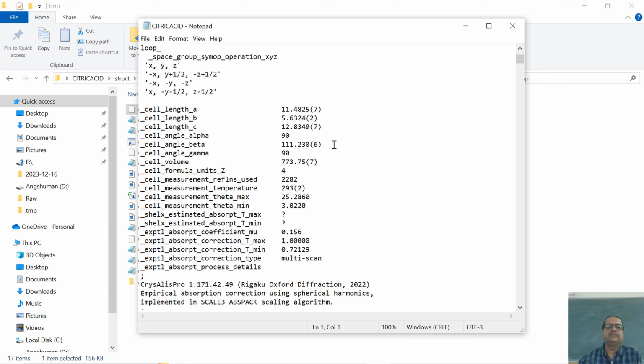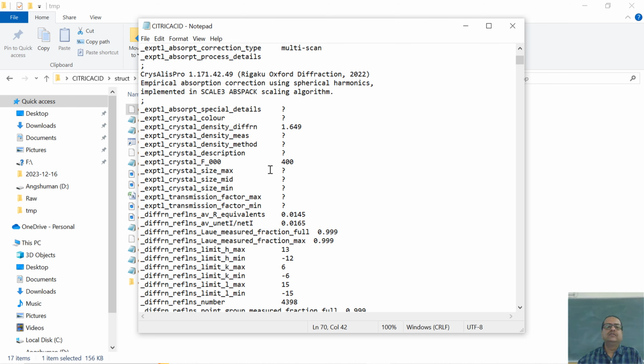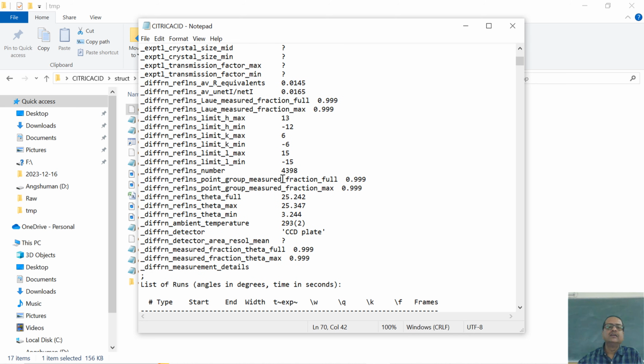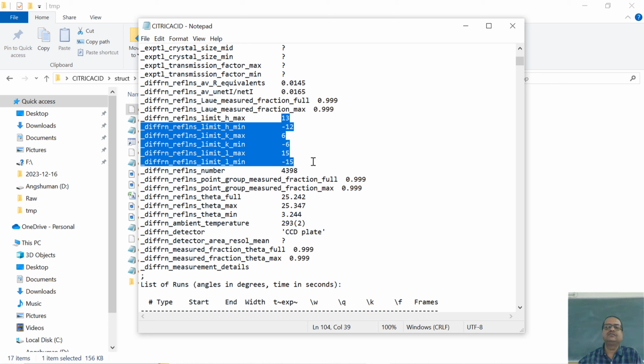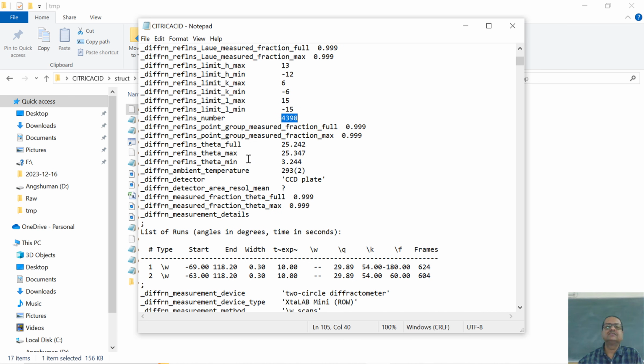It gives you a, b, c, alpha, beta, gamma. It talks about the cell measurement reflections used, the temperature of data collection, the range, theta min, theta max, and so on. We have not talked about the crystal size, etc. We did not say what the size of the crystal was, what the color was and so on, so it is missing. This is the range of HKL, minus H to plus H, minus K to plus K, minus L to plus L. Total number of unique reflections, this is the total number of reflections, not unique.